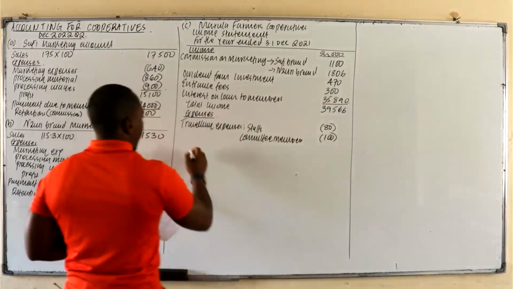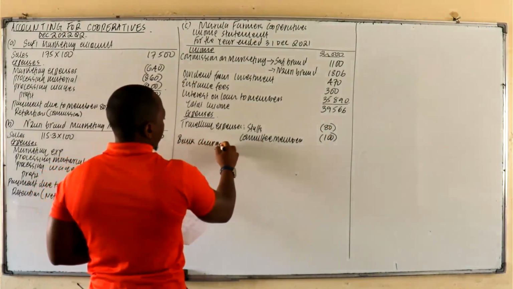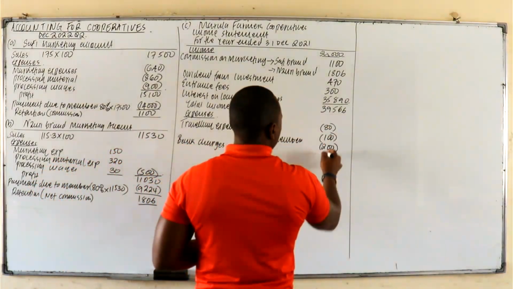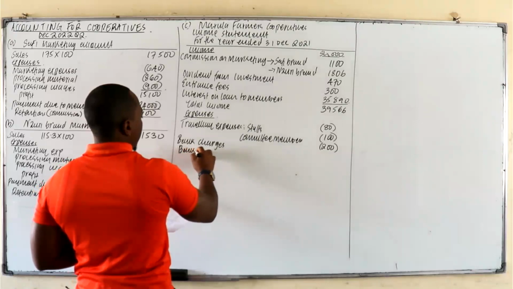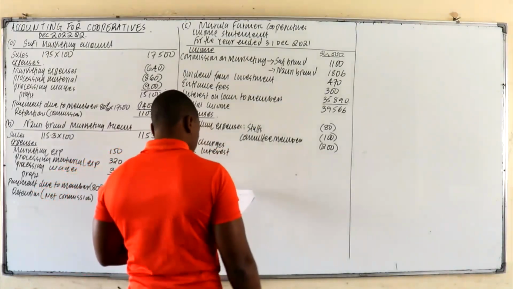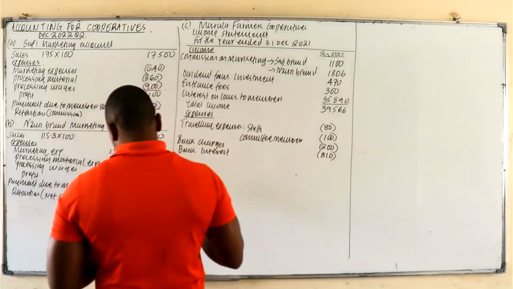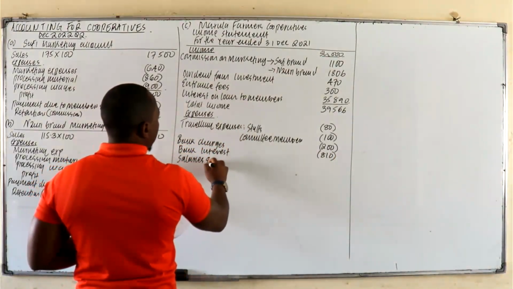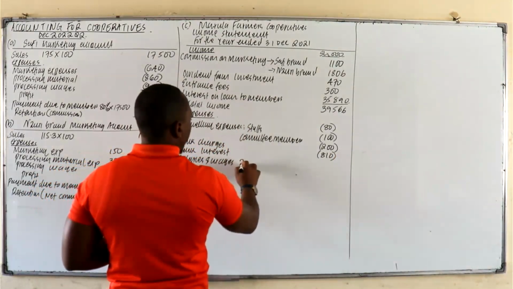Then there is bank charges. Bank charges was an amount of 200. Also, there was bank interest, an amount of 810. There is also salaries and wages. Now, salaries and wages is an amount of 2290.